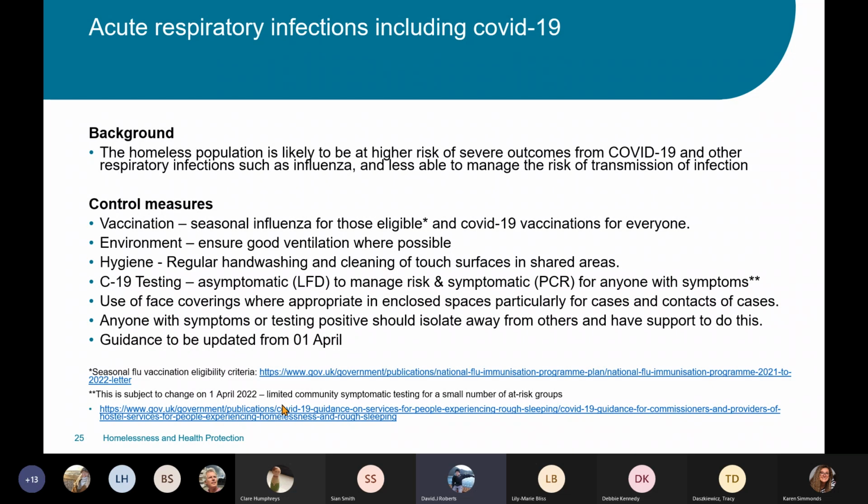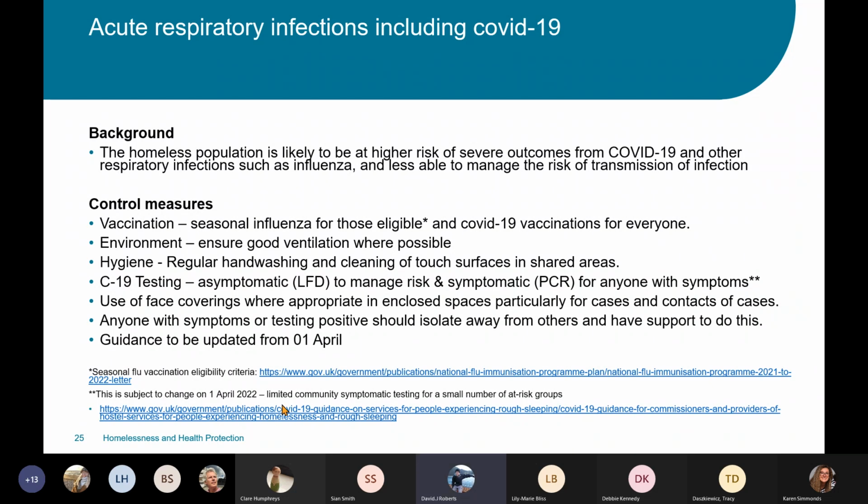In terms of testing, we're still at a point where we're able to offer asymptomatic testing, that's through LFD testing to manage risk, although we don't currently recommend routine LFD asymptomatic testing, and symptomatic PCR for anybody with symptoms. But from the 1st of April, there will only be limited community symptomatic testing for a small number of at-risk groups, and we're still waiting for final definitions of the eligibility.